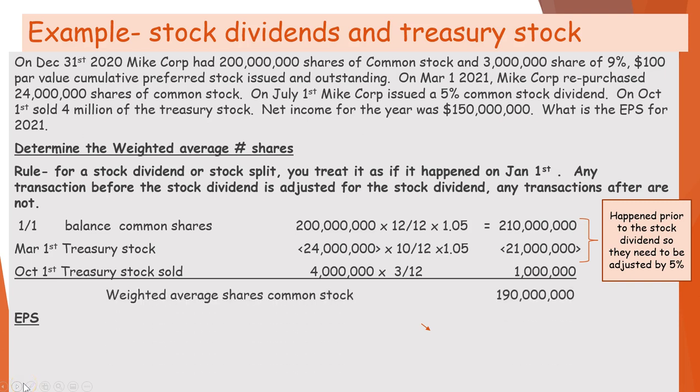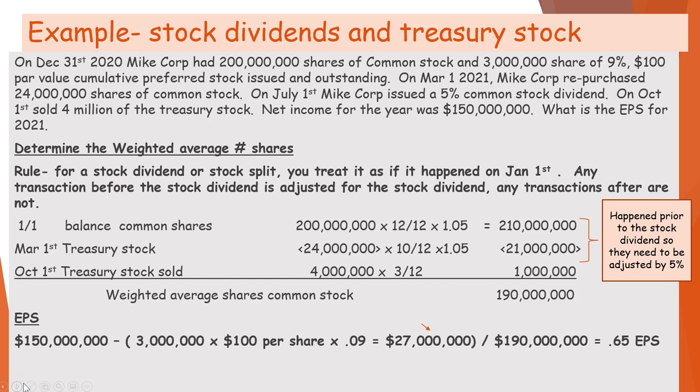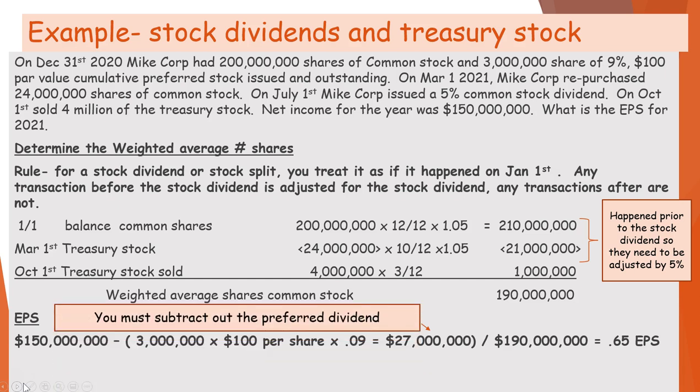This is our weighted average shares of common stock. And then we're going to take net income minus the preferred dividend divided by 190 million shares. Let me fix that. So that's 190 million shares. Gives you 65 cents for earnings per share.